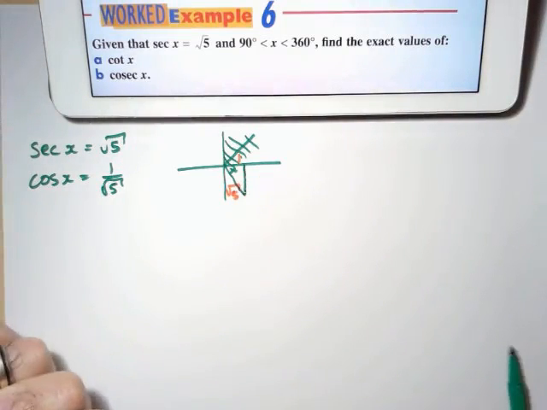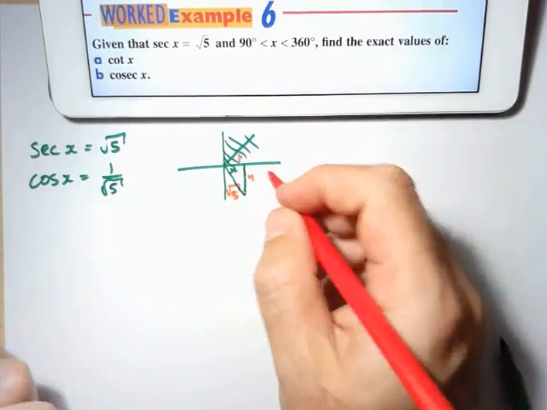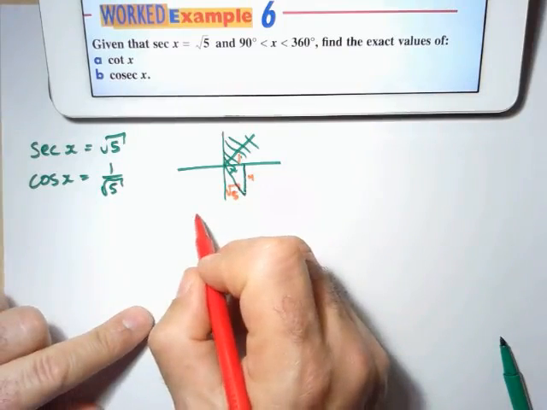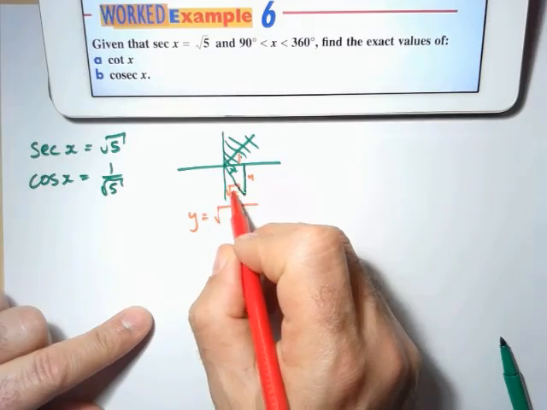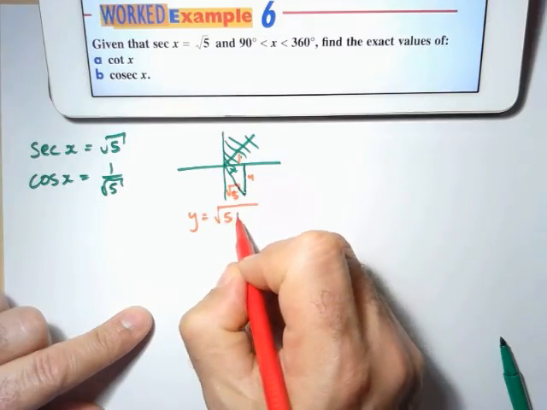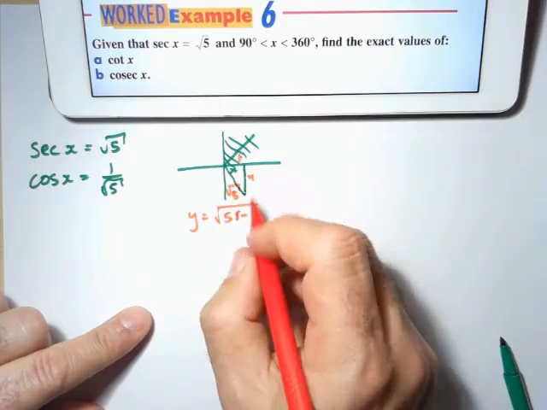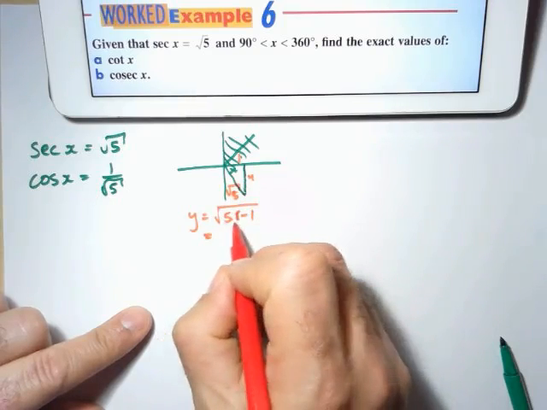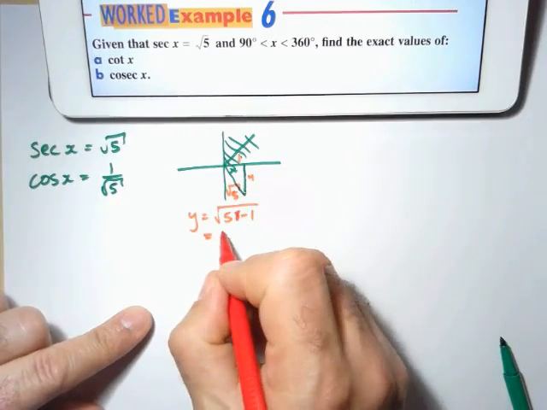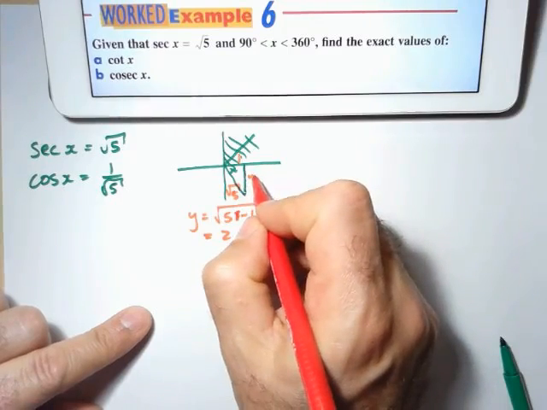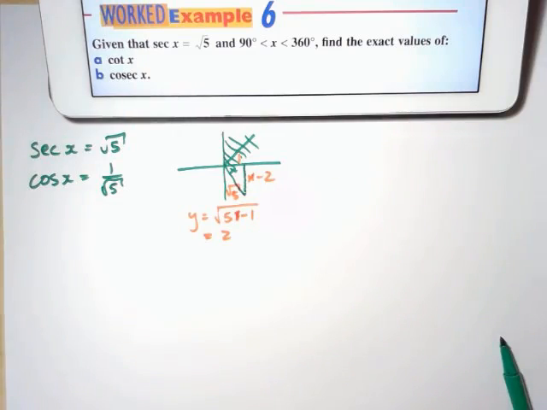Now I can calculate this side, let's call it y, by using Pythagoras. y equals the square root of square root 5 squared, which is 5, minus 1 squared, which is 1, because I'm subtracting from the hypotenuse. 5 minus 1 is 4, the square root of 4 equals 2. y equals 2, but it's underneath the line, so y actually equals negative 2.